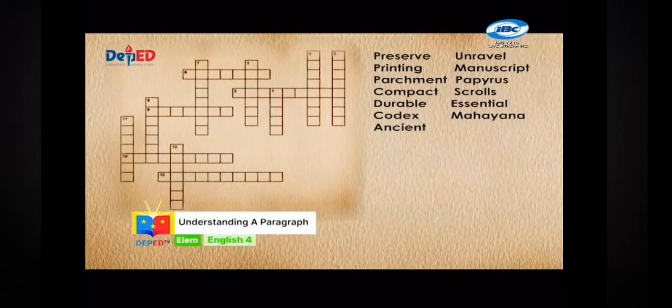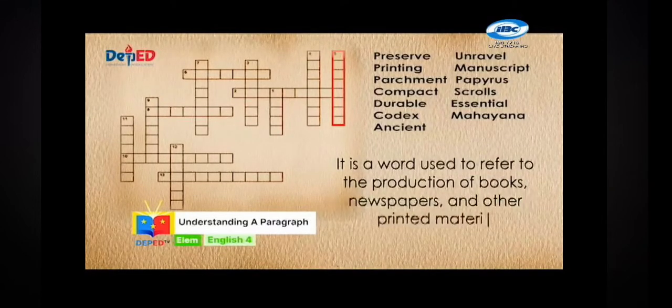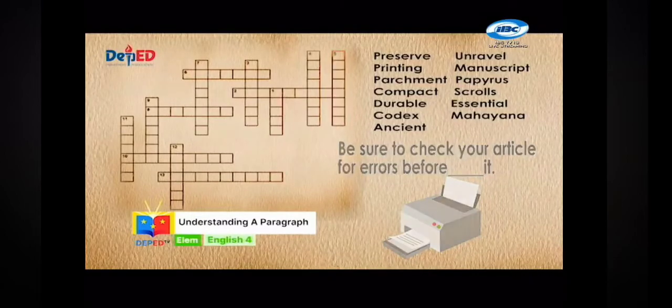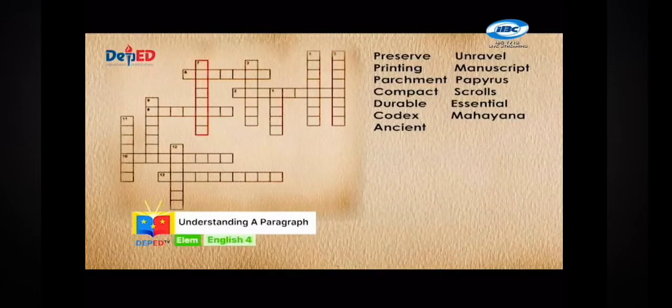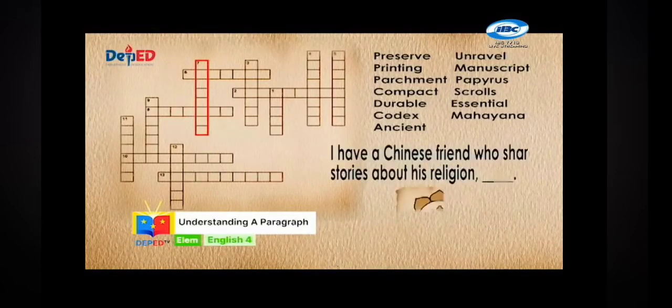Number 5, 8 letters. It is a word used to refer to the production of books, newspaper, and other printed materials. Be sure to check your article for errors before it. Number 7, 8 letters. It is a branch of Buddhism. I have a Chinese friend who shares stories about his religion.